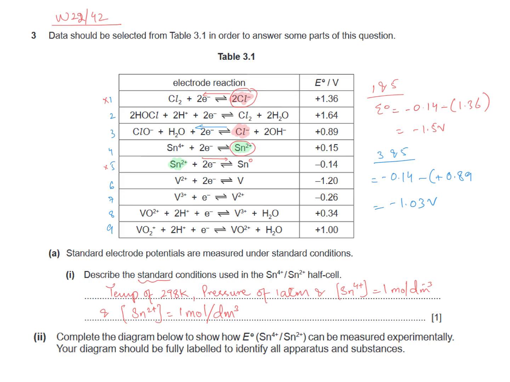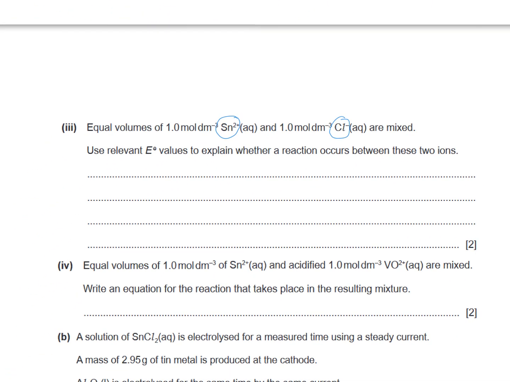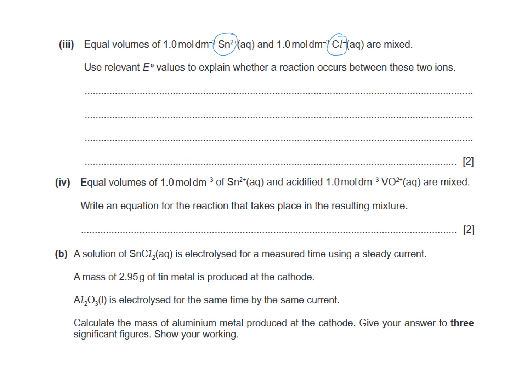Yes. Let's look at the question again. What was the question asking us? Equal volumes of 1 mole per dm cube and 1 mole of chloride are mixed. Use relevant E naught values to explain whether reactions occur between these two ions. You can see that E naught values for both the cases are coming to be negative. So you have to actually write that down. You have to show your working.